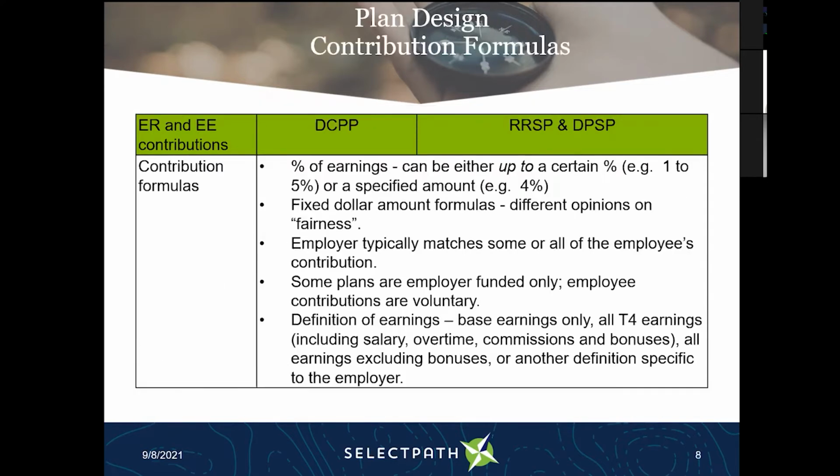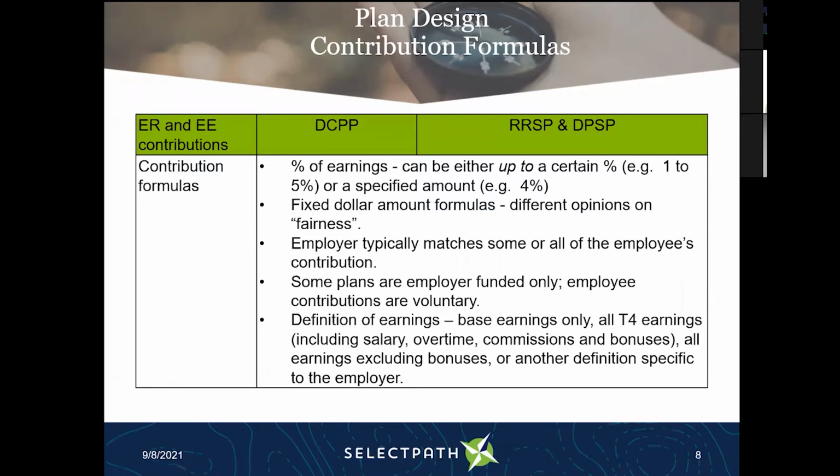Let's take a look at contribution formulas. The most common contribution formula we see is a percentage of earnings. And it can be either up to a certain percentage, for example, 1 to 5%, or a specified amount, for example, 4%. With the specified amount idea, the person really has to make a yes/no decision as to whether or not they want to join the plan. So do you want to put in 4% or not? My preference is the up to structure. And here the person might start out less and then increase their contributions in the future when they can afford it.